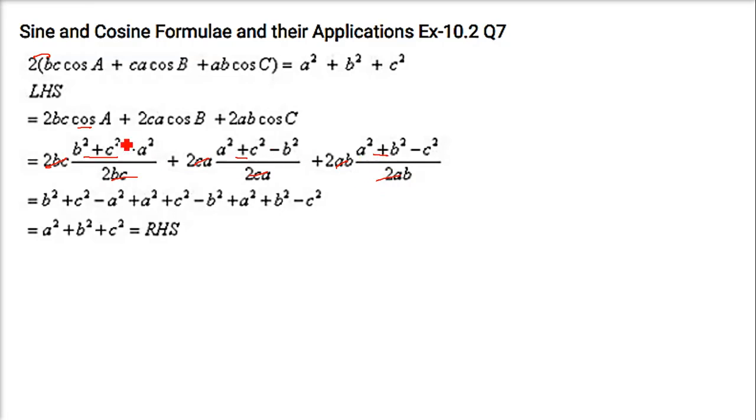So what do you get? There are certain things which are going to cancel, like this b square and b square cancelled, c square and c square get cancelled, and a square and a square get cancelled. So what do you get? a square plus b square plus c square, this is only left. So this is the right hand side.